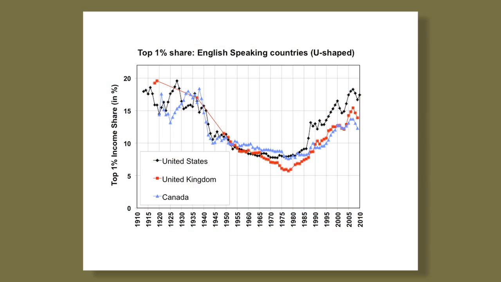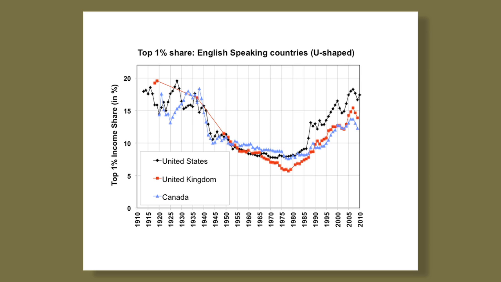Okay, so now let me give you some international perspective. Here in this chart, I'm showing you the top 1% income share for three English-speaking countries: the United States that we've already seen, the United Kingdom in red, and Canada in blue. What is striking in that chart is that all three countries have very similar patterns of income concentration changes over time. They all have that big U-shape, perhaps with less extreme increases in the recent period, but definitely comparable.